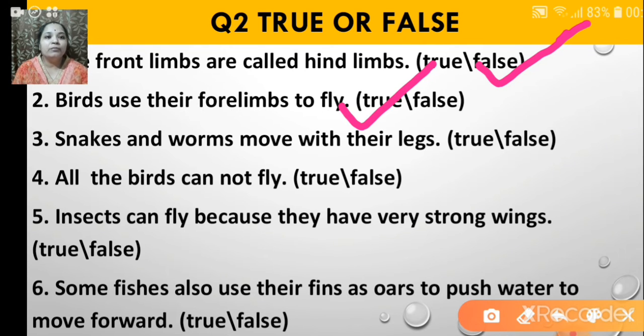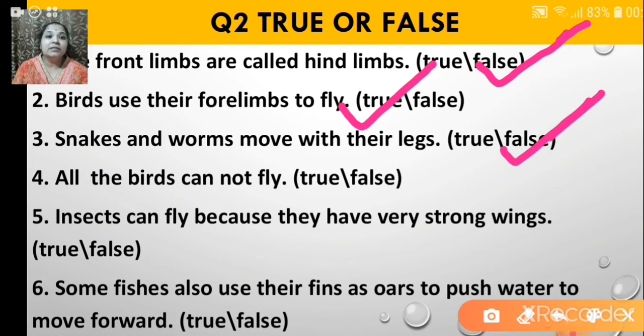Snakes and worms move with their legs. That is false because they do not have legs. Snakes move by straightening and curving their body, whereas a worm moves by shortening and elongating its body.